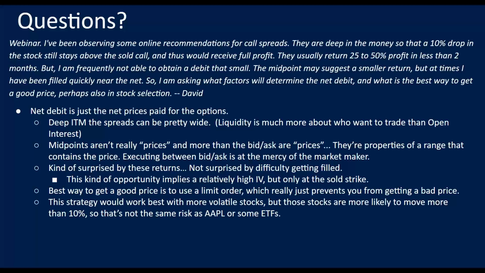So this kind of opportunity implies a relatively high implied volatility, but only really at the sold strike, right? Because you want to sell a lot more premium than you're buying, basically. And the best way to get a good price is to use a limit order, which doesn't do anything about making your chances of getting a good price better, but it does prevent you from getting a bad price. This strategy is going to work best with more volatile stocks, but those stocks are more likely to move more than 10%. So that's a whole different kind of risk than you're looking at with Apple or some ETFs or some of the other things there.